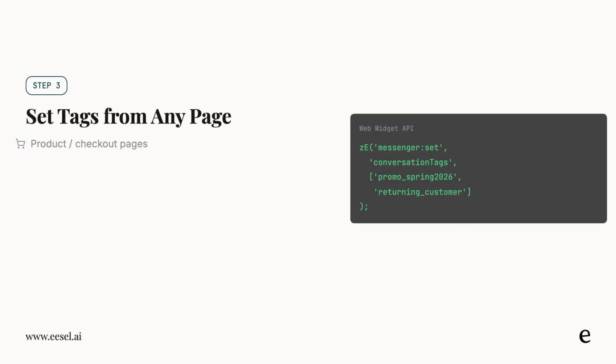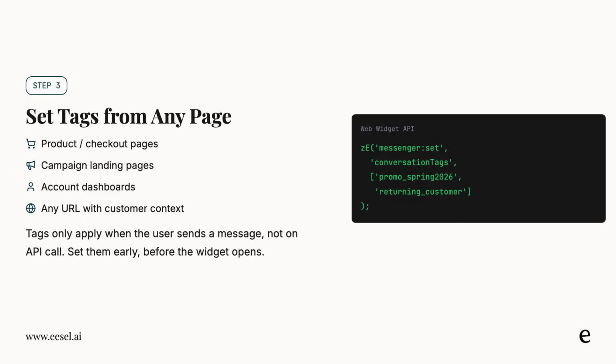Step 3. Call the messenger.setConversationTags API on any page where you have customer context. Product pages, checkout flows, campaign landing pages, or account dashboards. One critical timing note: tags only apply when the user sends their first message, not on the API call itself. Set them early.